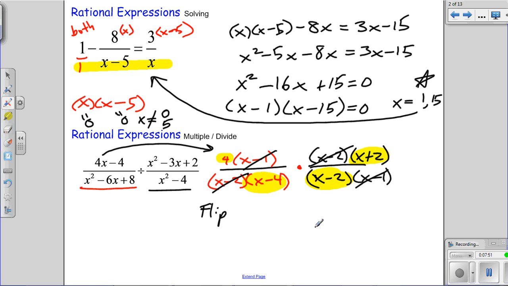So let me rewrite that as a complete answer. The numerator is 4 times x plus 2. And then the denominator, we have x minus 4, and then we have x minus 2. So those are the different things there. So notice we're able to reduce factors. We cannot reduce terms, only parentheses that are factored out.